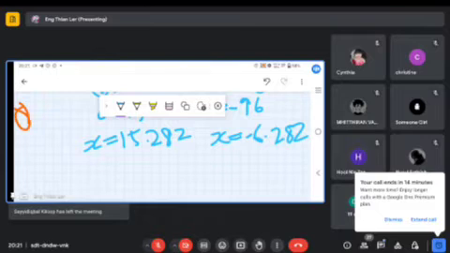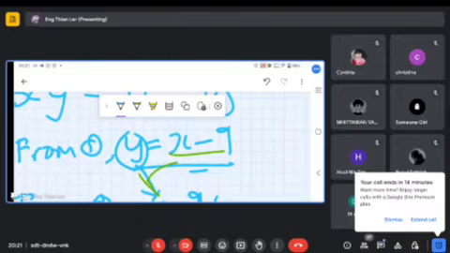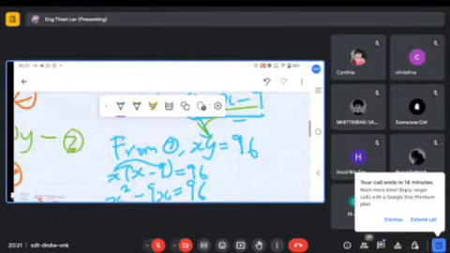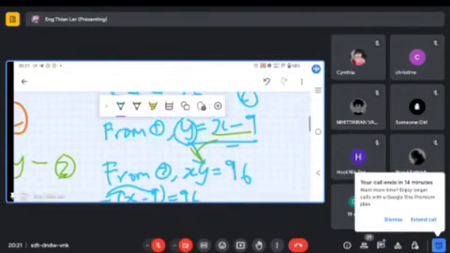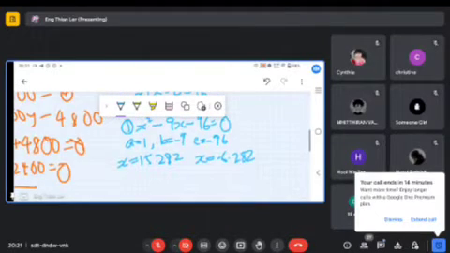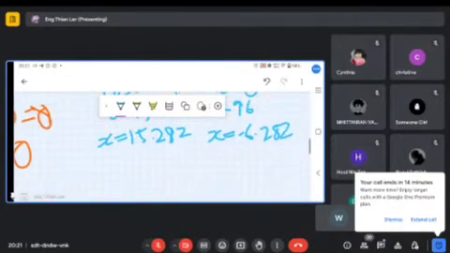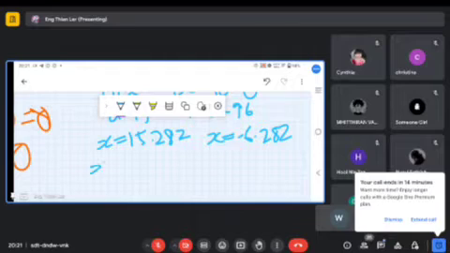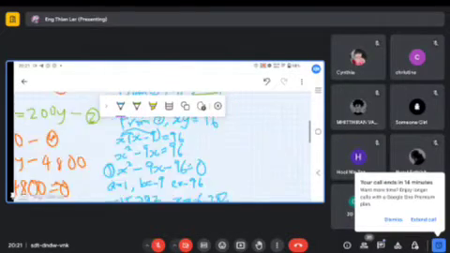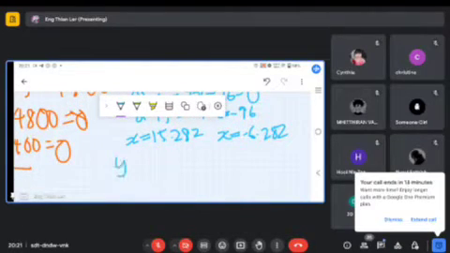Now we need to find the y. So what is y? y equal to x minus 9. So now we're going to find the y because we found the x values. Since we have two x values, we must have two y values too. So now for the y, y equal to x minus 9.